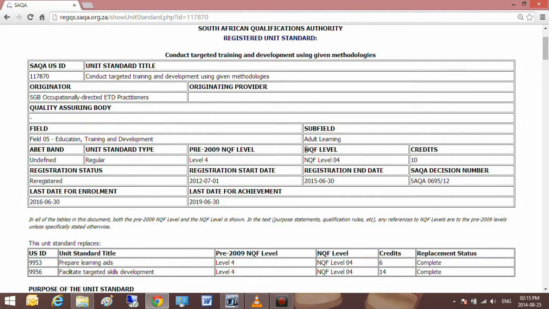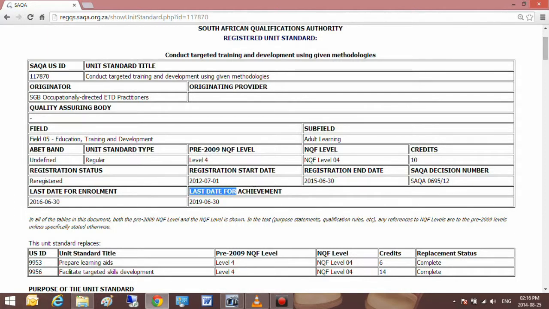Point 3. NQF level. The NQF level will tell us the complexity of the unit standard, also the type of people I want to see on the training course. Point 4. Credits. The credits, on the other hand, will explain to us the length of the program, may this be a 1-day, 2-day, or 3-day program, including the amount of workplace experience required in order to complete this program.